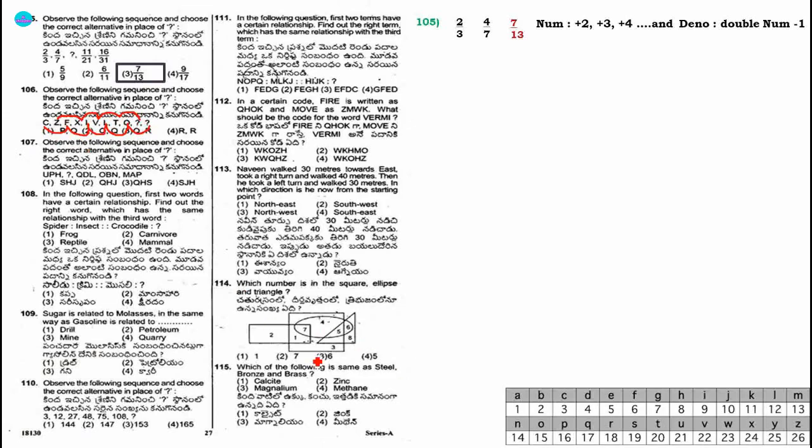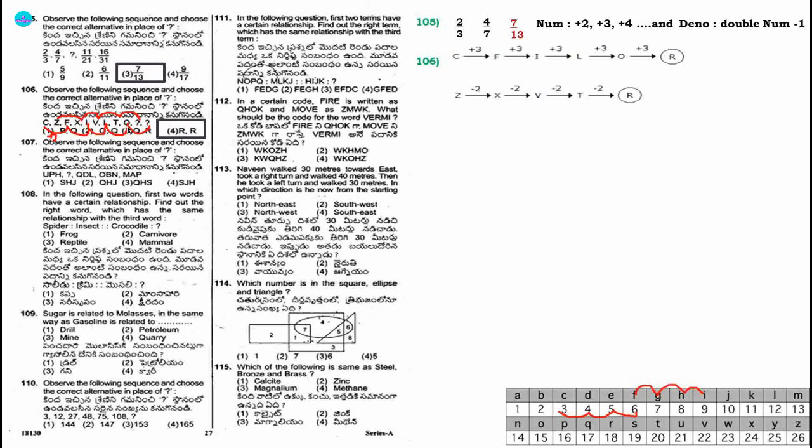So see, C to F. From C to F means 1, 2, 3. Plus 3. So C to F, what we followed here? Plus 3. Next F to I. 1, 2, 3. So what is being followed there? Plus 3 is being followed. Yes or no? So C to F, F to I, I to L, plus 3 is followed. Similarly Z to X. From Z we are moving to X. 1, 2, minus 2. X to V. 1, 2, minus 2. So here we are following plus 3. Here we are following minus 2. So the answer will be R and R.